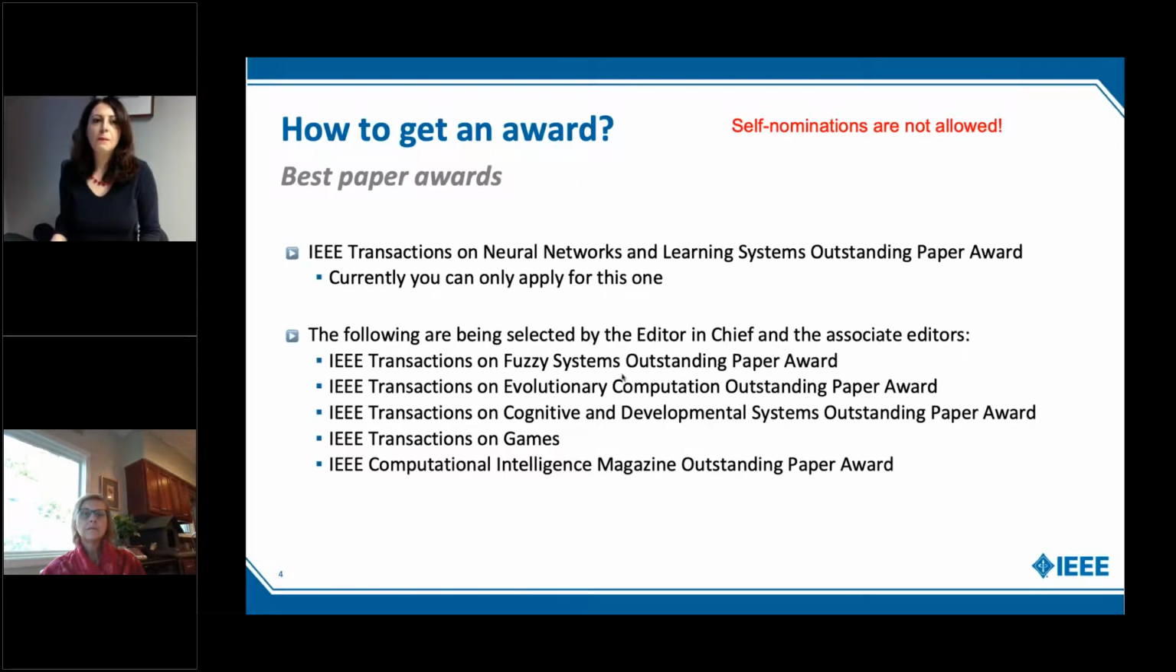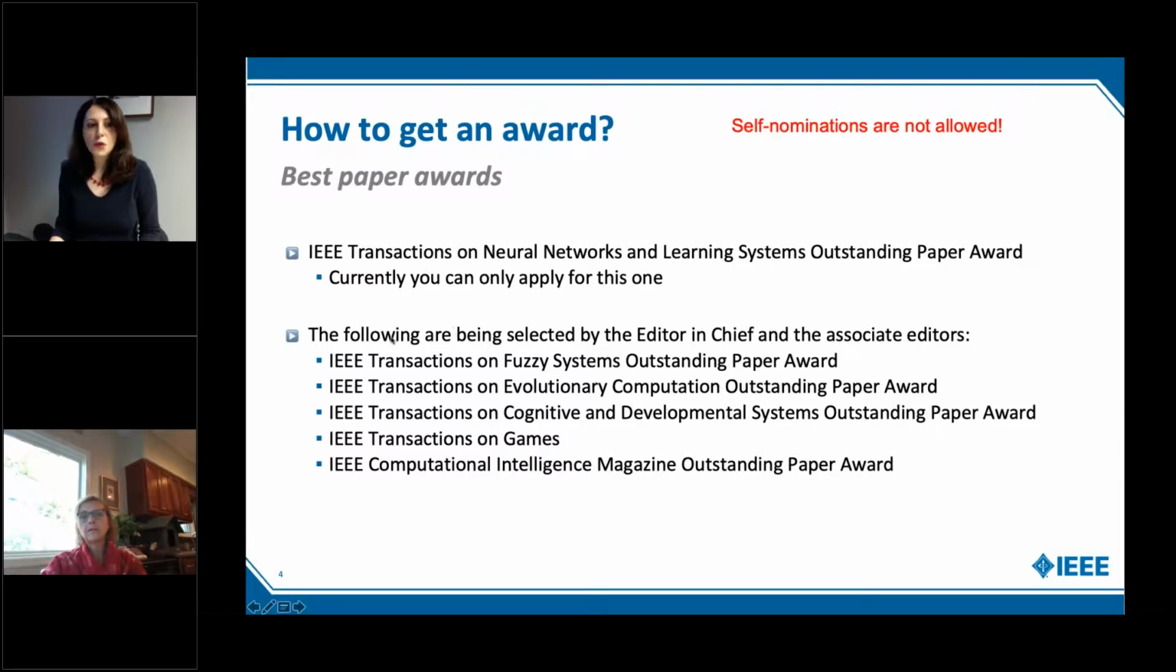Then we have a bunch of Best Paper Awards. Again, here self-nominations are not allowed. Currently, you can only apply for one of these, the IEEE Transactions on Neural Networks and Learning Systems. The rest of them are selected by the editor-in-chief and the associate editors.